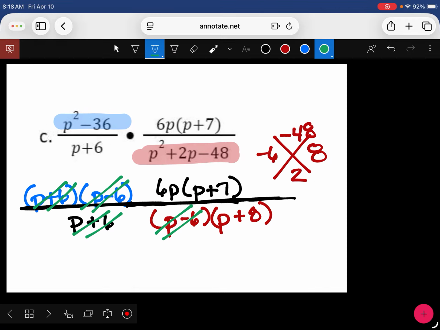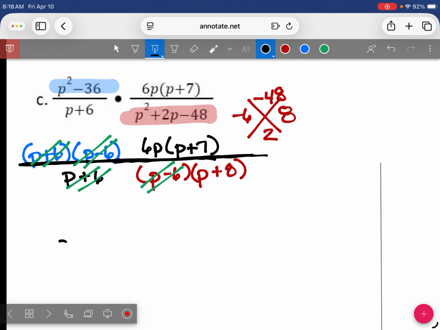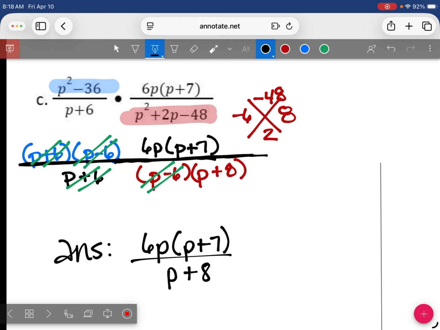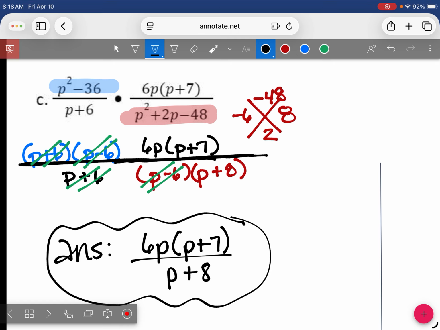All right, so my final answer would be 6p times p plus 7 over p plus 8. And you don't have to distribute that. You can leave it just like that. Any questions? So we just got a lot of factoring to do. We got to factor it so we can know what can cancel.